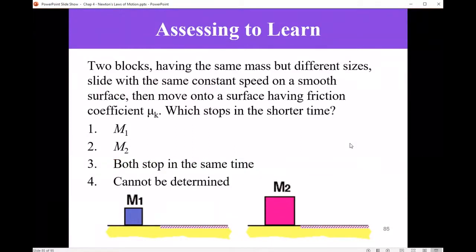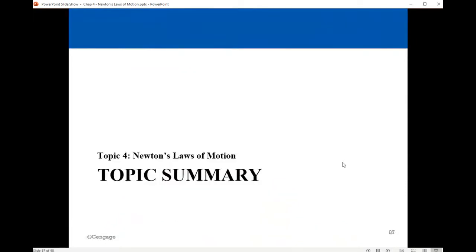Two blocks having the same mass but different sizes slide with the same constant speed on a smooth surface. Then they move onto a surface having a friction coefficient mu k. Which stops in the shorter time? Because they have the same mass, they will have the same normal force. Therefore, both stop in the same time. We are done with this chapter.